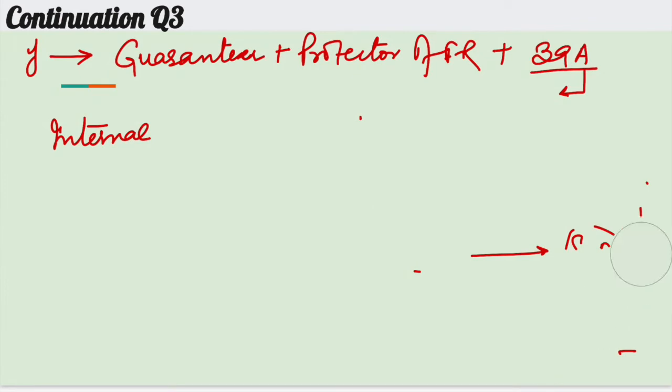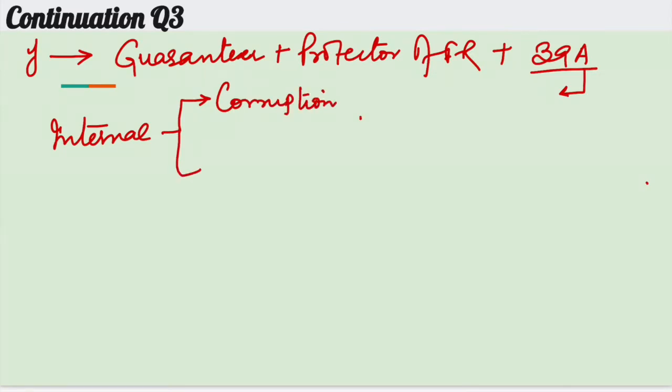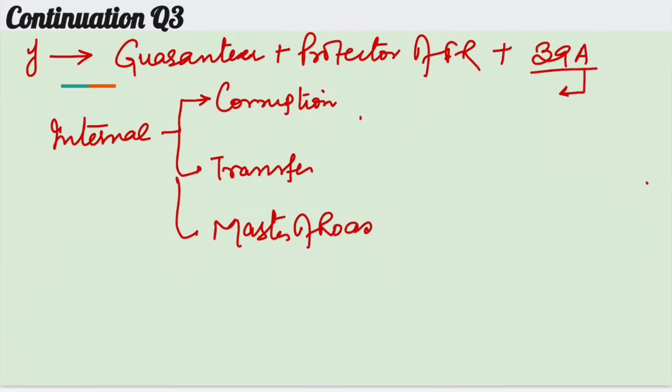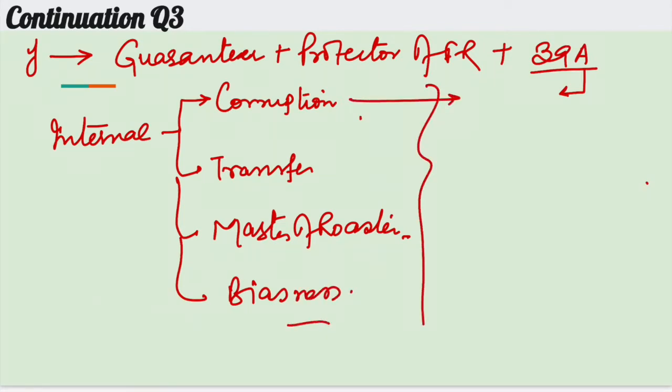Now we will come to the internal challenges of the judiciary. So the first internal challenge I can talk about is corruption in the judiciary. Second is transfer of judges. Third is the master of roster case. Fourth is bias.